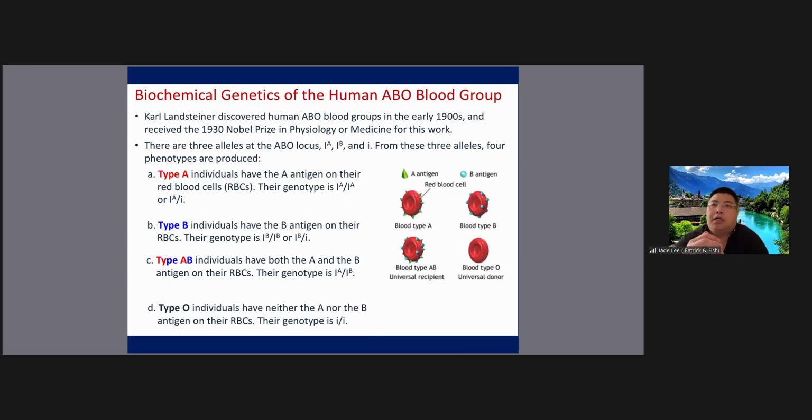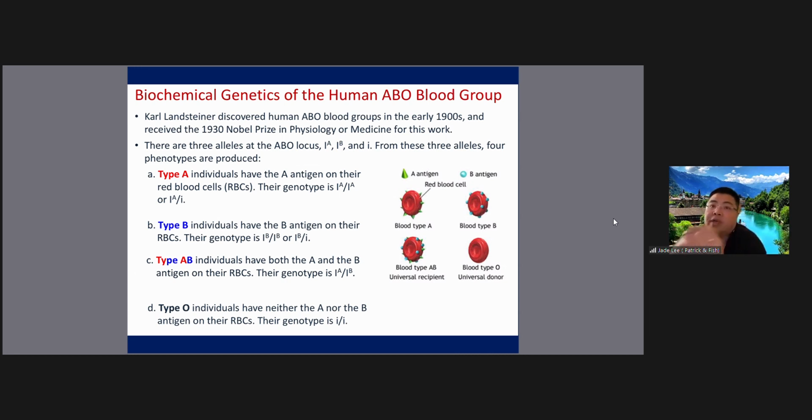So, who discovered this blood group is Karl Landsteiner. He discovered this in the early 1900s, and 30 years later, he received the Nobel Prize in Physiology and Medicine for his work. And there are 3 alleles for the ABO locus, which is I with the capital A, I with the capital B, and then the small i. So from these 3 alleles, 4 phenotypes are produced.